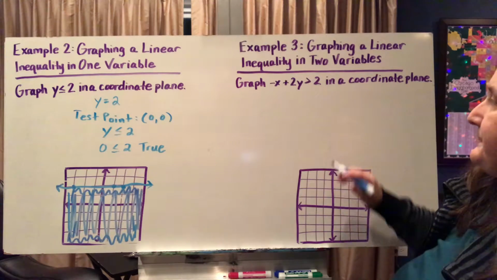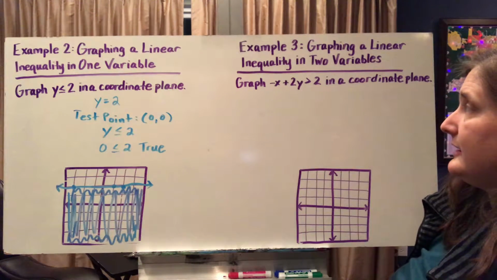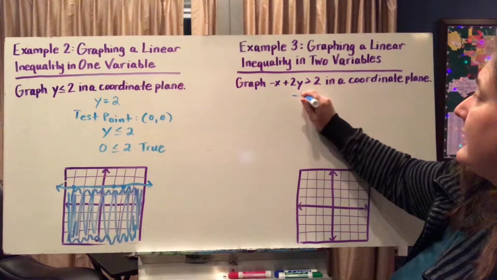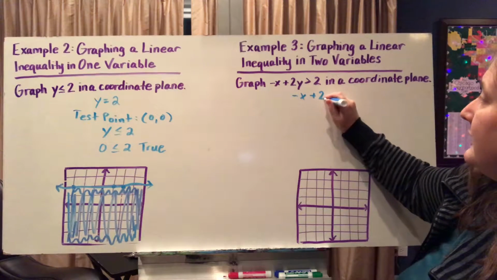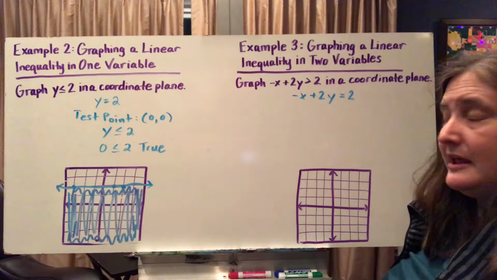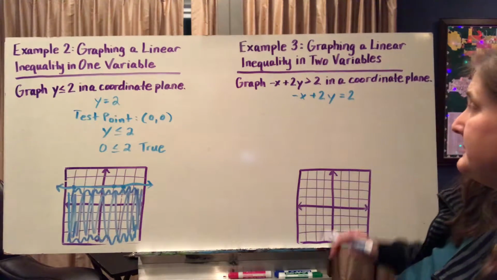Let's try another one. So I'm going to first graph my boundary line at -x plus 2y is greater than 2. So I'm just going to act like this line has an equal sign here so I can actually find the line. Now this isn't an easy one to graph. I'm going to try to get it in y equals mx plus b form.